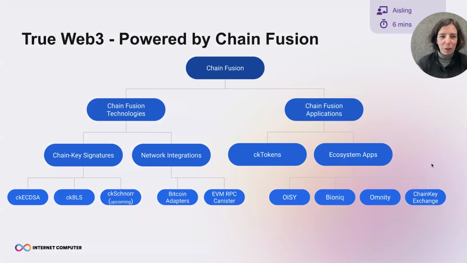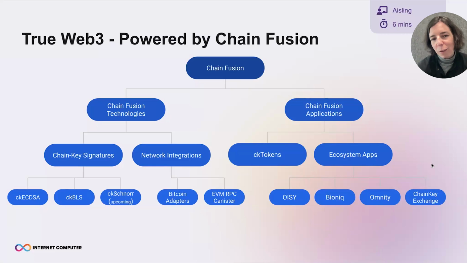And you see that there are a bunch of different signature schemes that we've implemented, or a bunch of different ways to do network integrations. And this just helps categorize things. And if you're an end user, or a developer also, and you're more interested in the application side, you can say, we have these CK tokens that leverage Chain Fusion technologies that we can use in the ICP ecosystem, or else bridge ICP tokens over to other ecosystems.